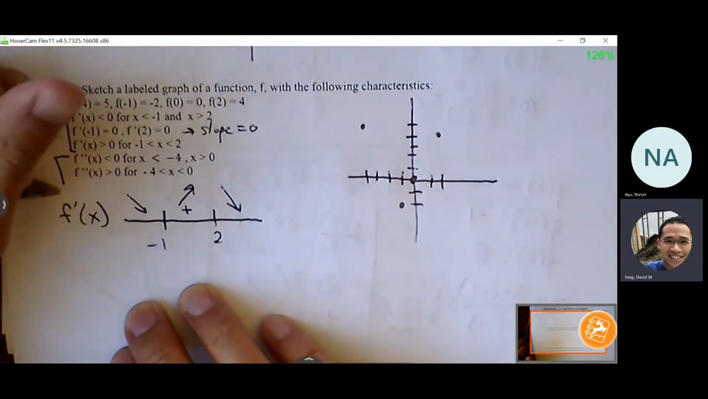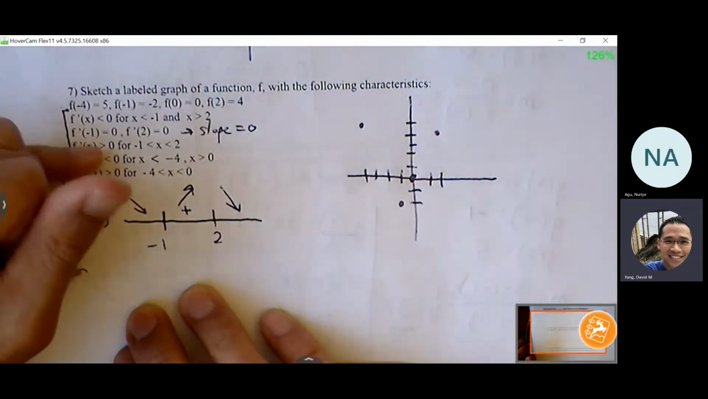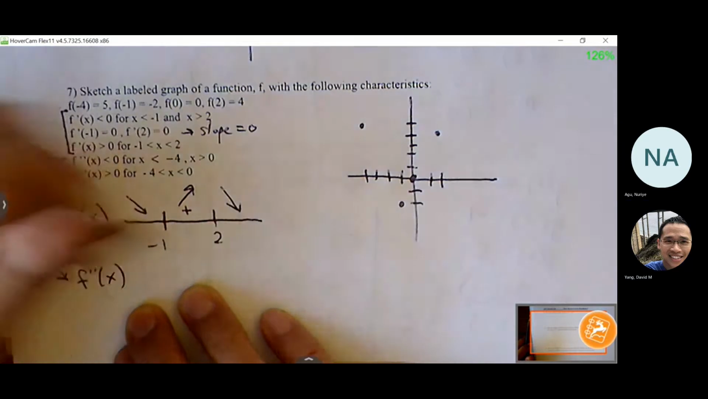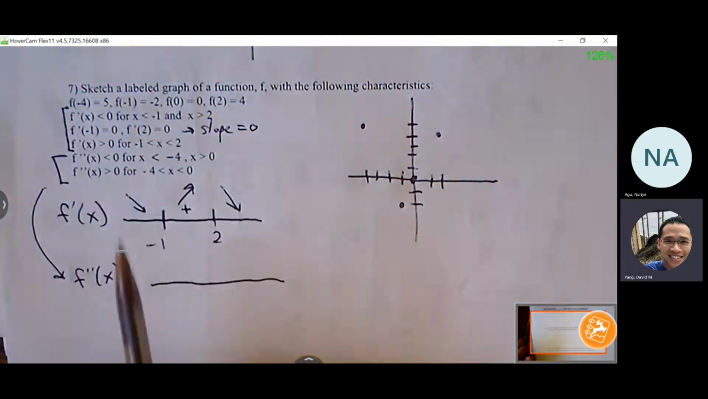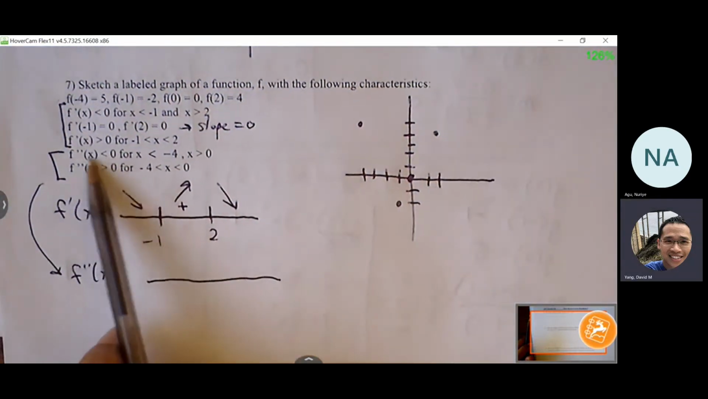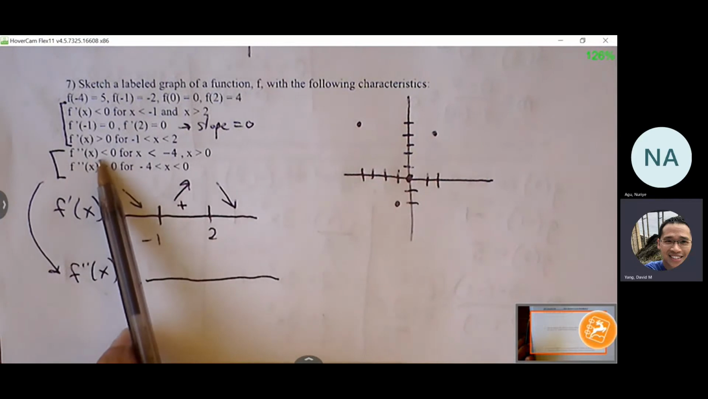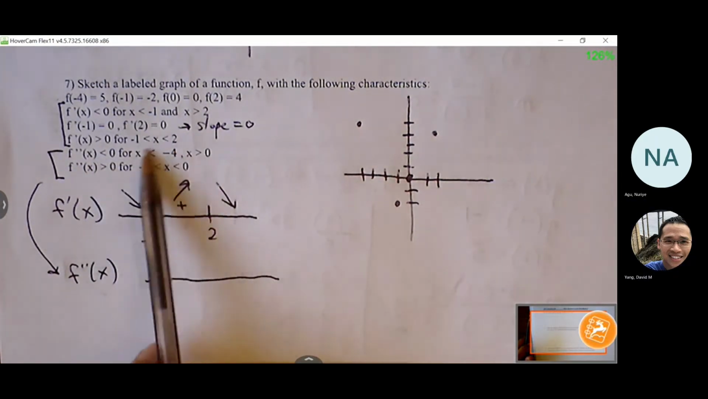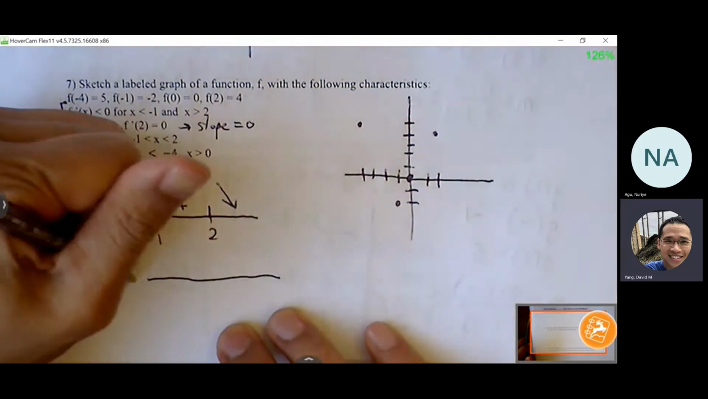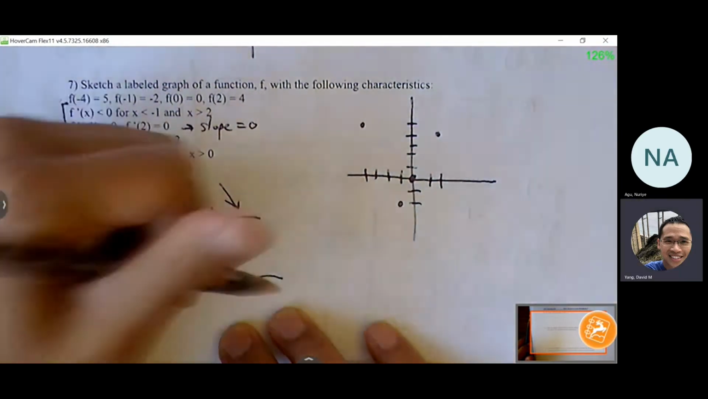Okay, last two statements has to do with my second derivative sine line. Okay, f double prime is less than 0. What is that saying? Concave down to the left of negative 4 and to the right of 0.